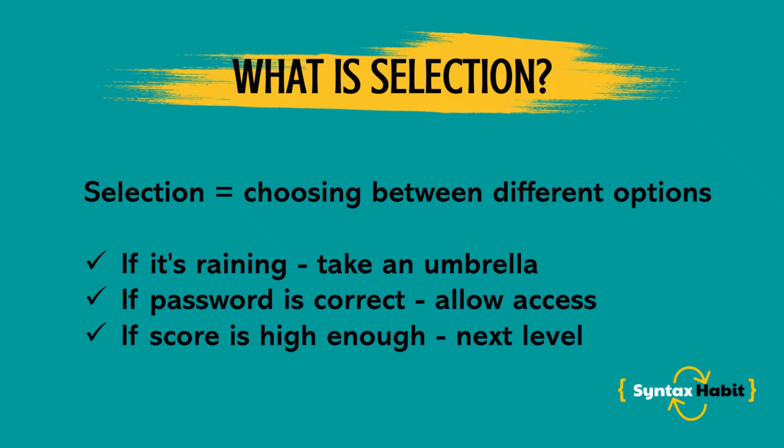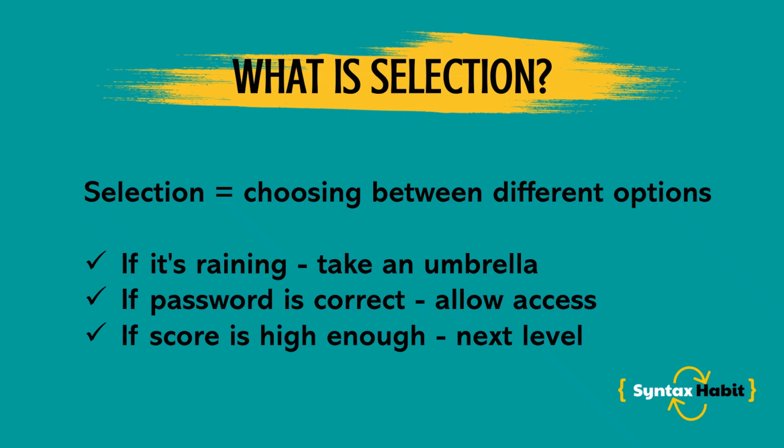I know that my students don't particularly enjoy theory, but selection is an important programming concept, so I want to spend a little time understanding the main idea before we write any code. In simple terms, selection means choosing between different options.